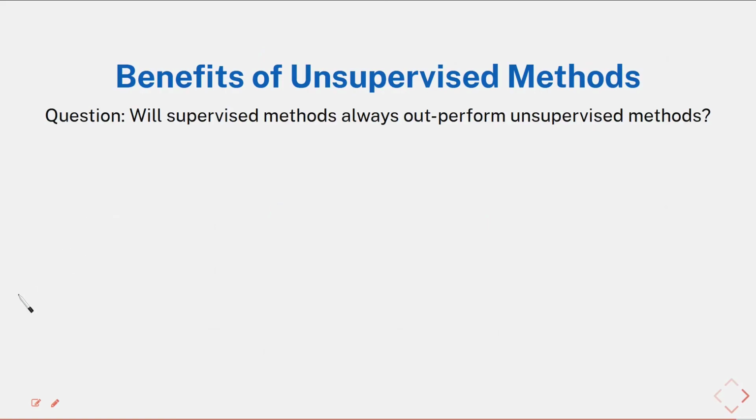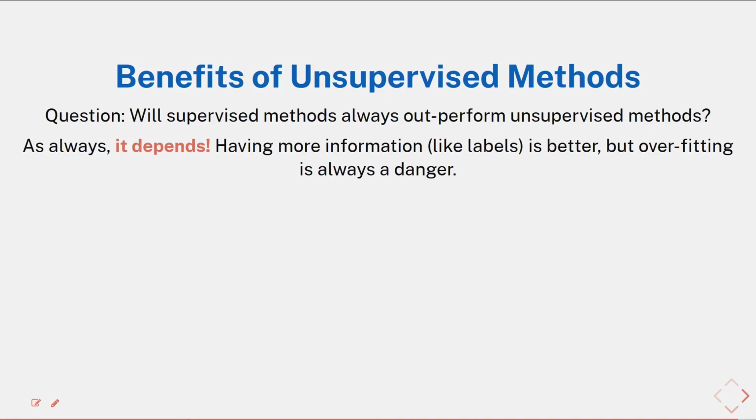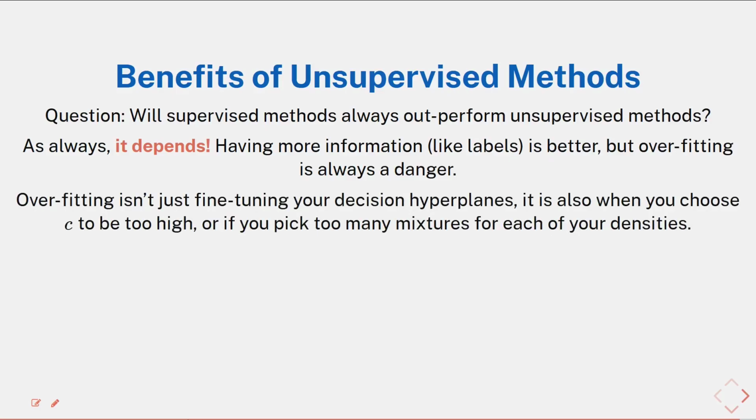Okay, so to conclude, will supervised methods always outperform unsupervised methods? It depends. Having more information like labels is better, but you run into the risk of overfitting. You can run into the risk of bias by saying, I know that there are only 2 classes in this data set, or I know that there should be 5 classes in this data set, but the data itself doesn't support that hypothesis. Overfitting isn't just fine-tuning your decision hyperplanes, it's also when you make assumptions about the data set, like picking the number of classes or picking too many mixtures for your densities that are not correct. So overfitting could be that you're coming into the data set analysis with some kind of bias that's driven by your supervised labels.